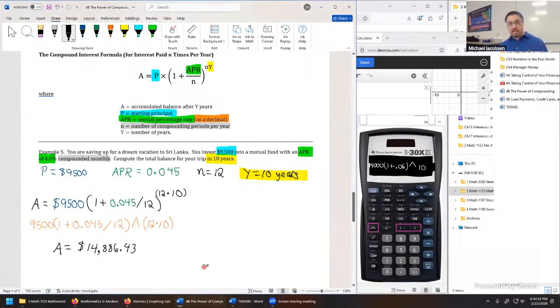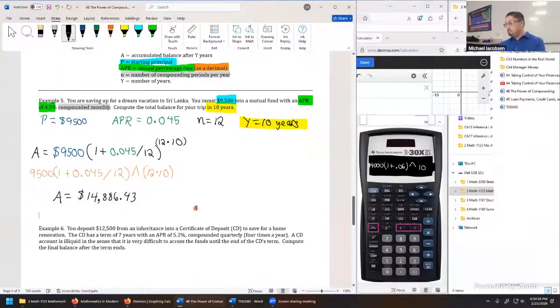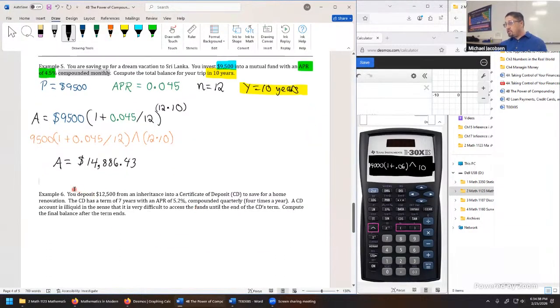Okay, here's the next scenario we're going to take a look into. For this one, it says, you deposit $12,500 from an inheritance. Lucky you. I mean, that's maybe not completely lucky. Sometimes it means someone might have passed away, but you've got $12,500 and you're going to deposit it into a certificate of deposit, or CD, account to save for a home renovation. The CD has a term of 7 years. APR is reasonable, not like the Wells Fargo Platinum Savings account. This one's at 5.2%, compounded quarterly, 4 times a year.